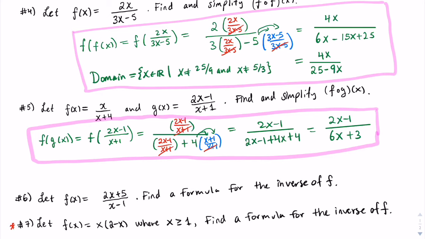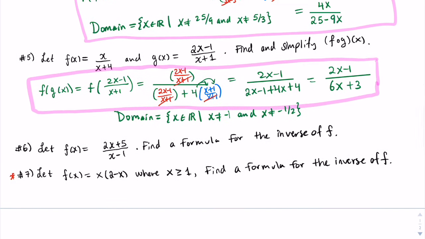And for number 5, we have this as a domain. The domain for this would be everything, all x in R, except that x cannot be negative 1 and x cannot be negative 1/2, like this. And let's move on to number 6, right?